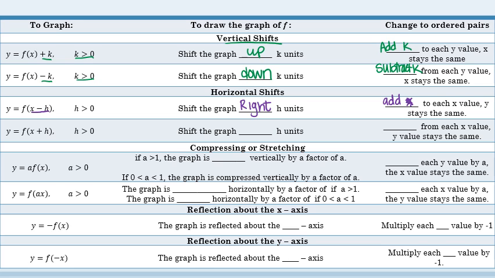Oops, add h, not x. Now remember, x's are not intuitive. You always want to do the opposite. So even though it says f of x minus h, when you change this and do your new ordered pairs and do your transformation, you actually add h to those x values. For f of x plus h, that shifts the graph to the left h units, and that actually subtracts h from each x value.